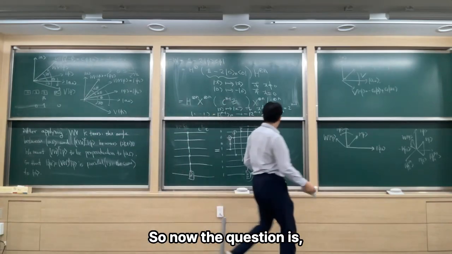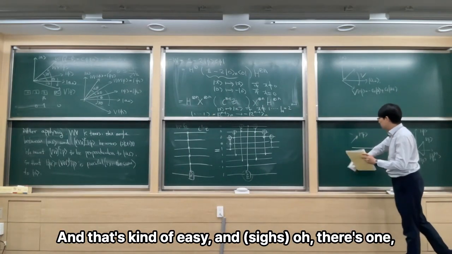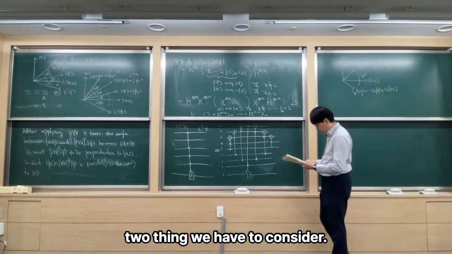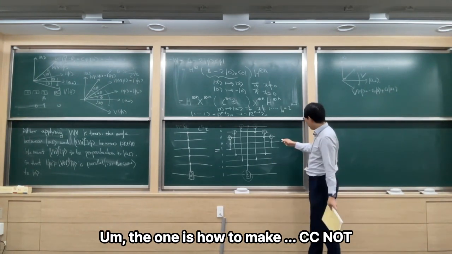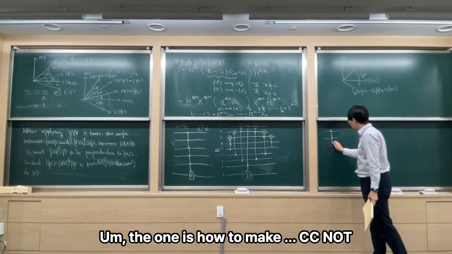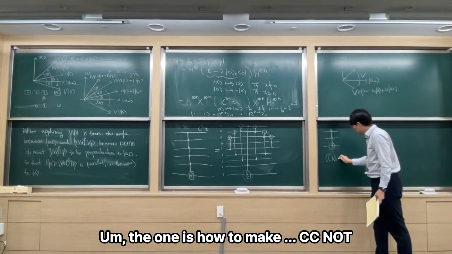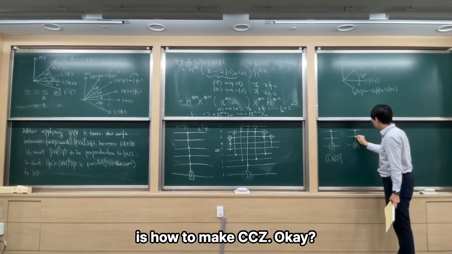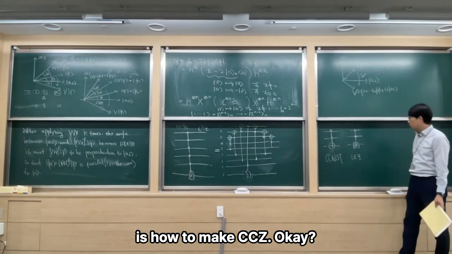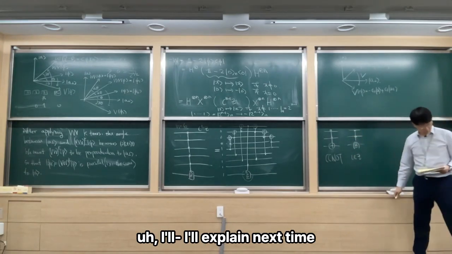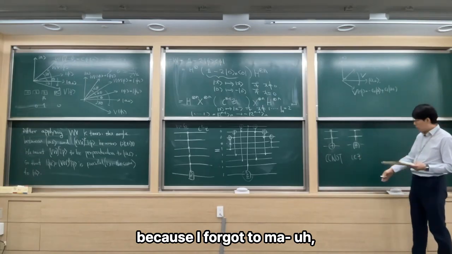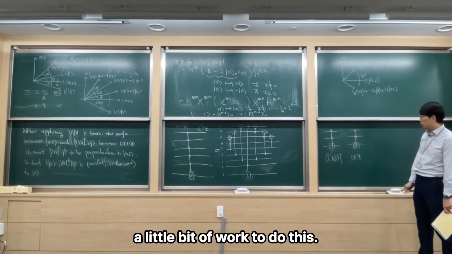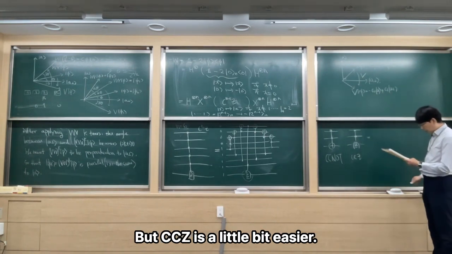So now the question is, how do you get this CC0 gate? And that's kind of easy. Oh, there are two things we have to consider. The one is how to make CC0, and another is how to make CCZ. CC0 I'll explain next time because I forgot to take a note about this one. You have to do a little bit of work to do this. But CCZ is a little bit easier.